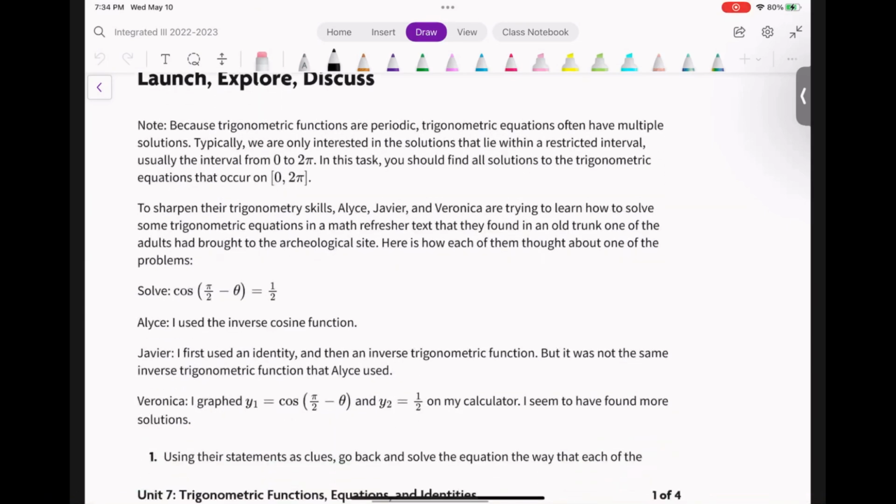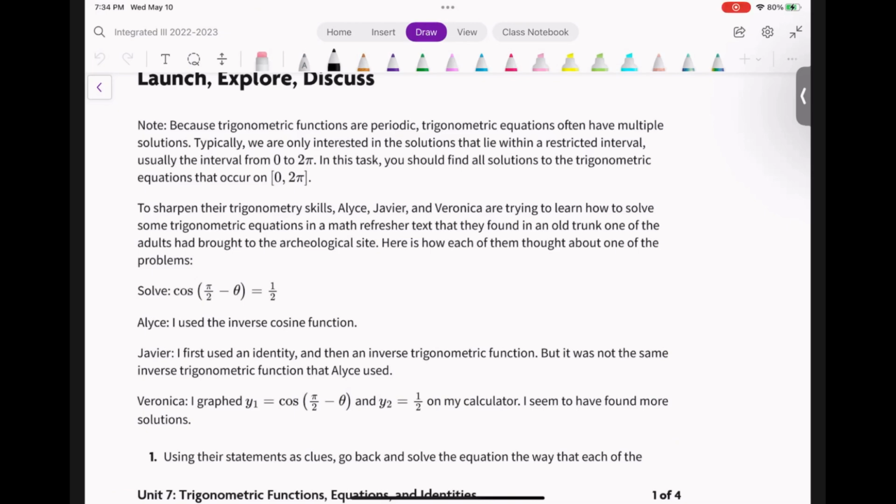It says, note, because trig functions are periodic, trig equations often have multiple solutions. Typically, we're only interested in the solutions that lie within a restricted interval, usually from 0 to 2 pi, like the very first circle rotation. In this task, you should find all solutions to the trig equations that occur in 0 to 2 pi.